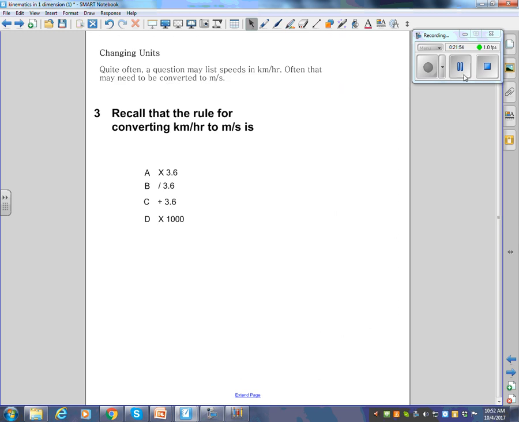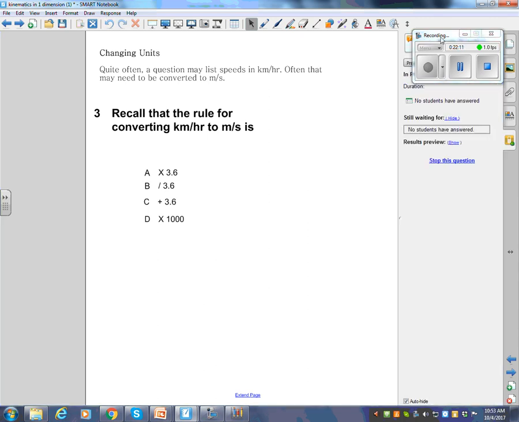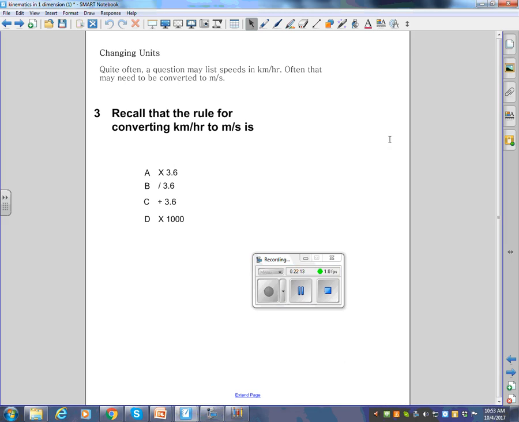Okay. Do you guys remember how to change units from grade 10? No? Why not, Mallory? You don't know. Okay, well, here's the rule, right? The rule for converting from kilometers per hour to meters per second. Does anyone remember what it is? Converting from kilometers per hour to meters per second. Is it times by 3.6, divide by 3.6, plus 3.6, or times by 1,000? You're converting kilometers per hour to meters per second.